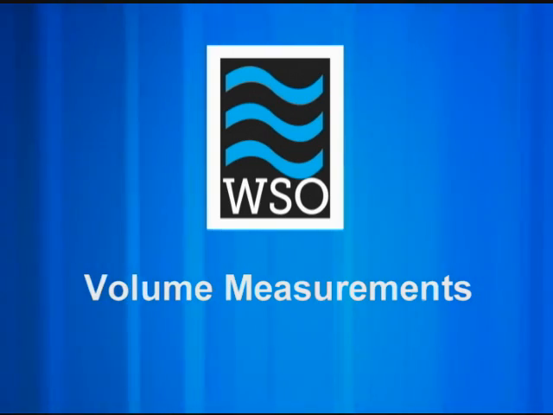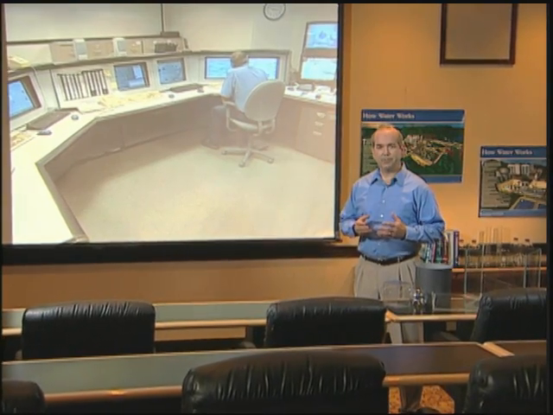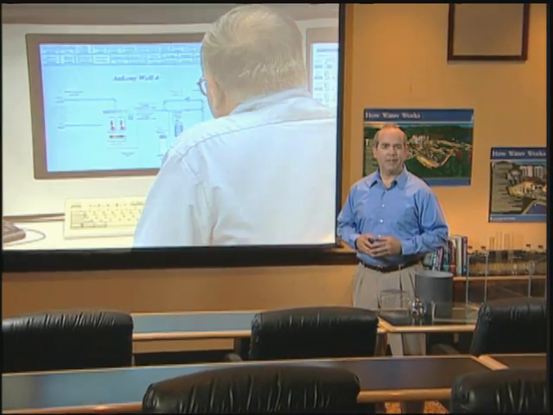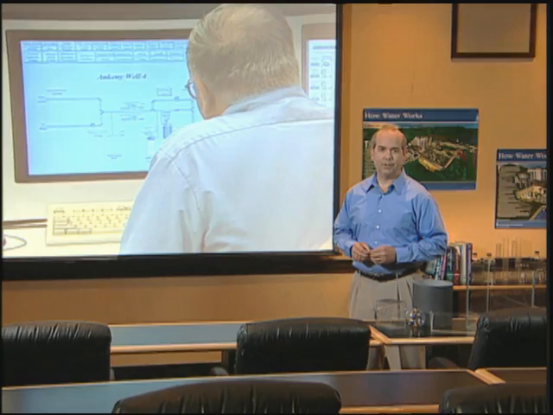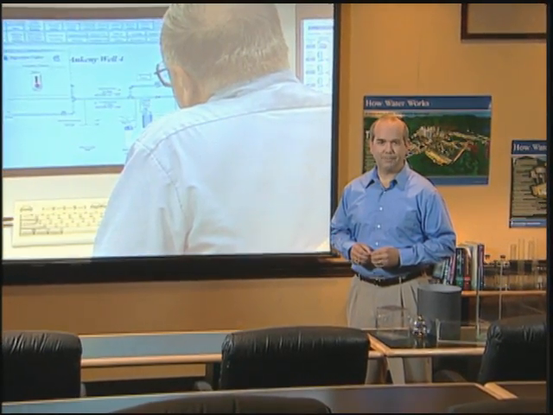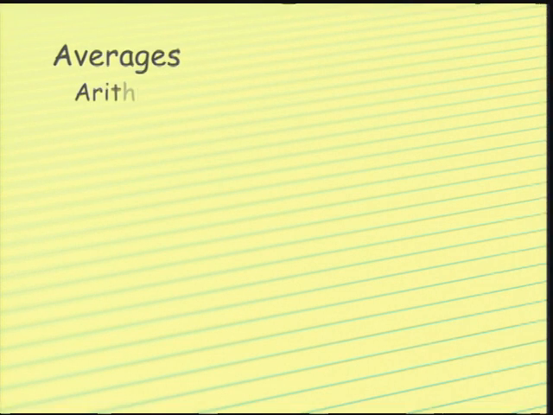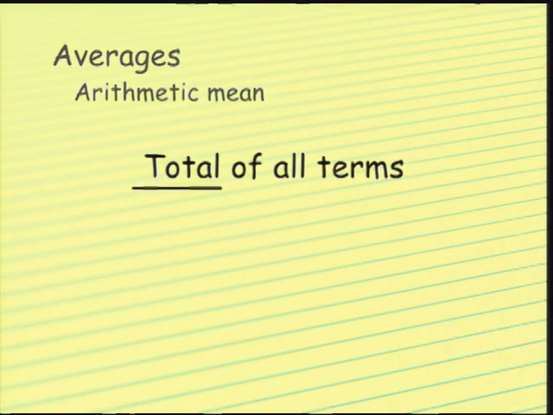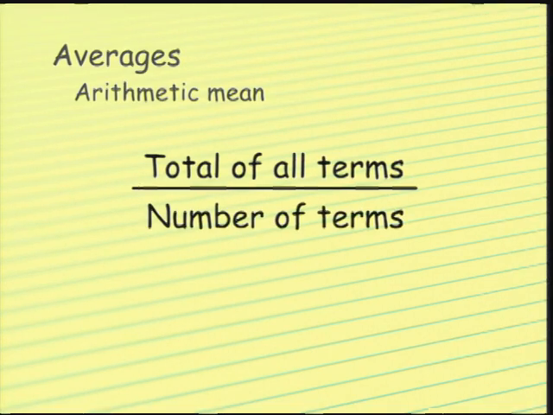A key to assessing performance of a water treatment plant is to collect and evaluate specific data. Since there may be considerable variation in that info, it is helpful to look for and interpret trends and averages. The arithmetic mean is the most commonly used measurement of average value and is calculated by taking the total of all terms and dividing by the number of terms.